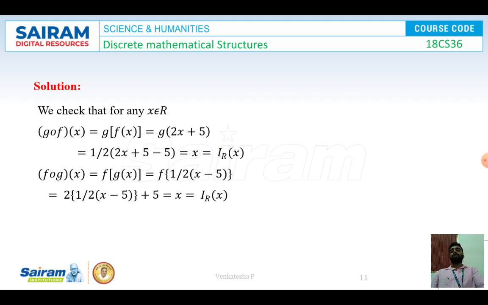Similarly, I'm doing it for f o g of x also. It will be equal to f of g of x, which is f of 1 by 2 times of x minus 5. On simplifying this, I'll be getting 2 times of 1 by 2 times of x minus 5, plus 5. It will be equal to x again, that is IR of x. So hence I can conclude g is the inverse of f and f is the inverse of g for the given functions f of x and g of x.